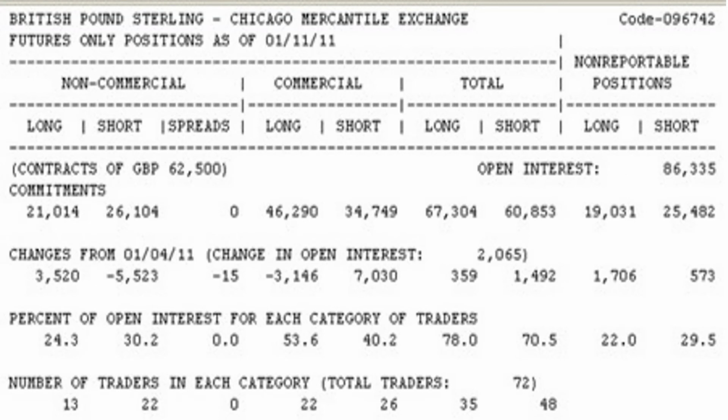This is a real-world example of a COT report. As you can see, it lists non-commercial and commercial traders and what their current long positions are and their short positions. And you also have a group of non-reportable positions to the right.